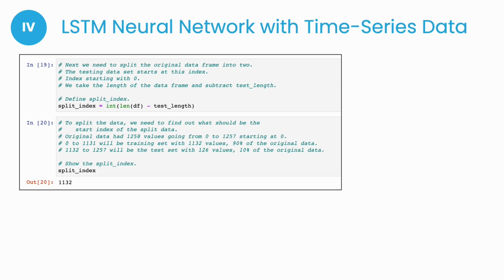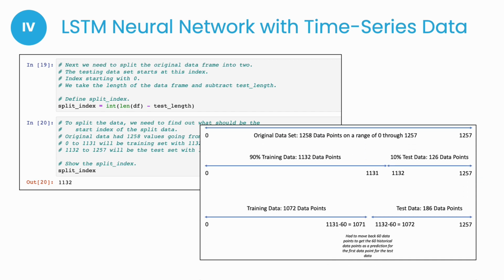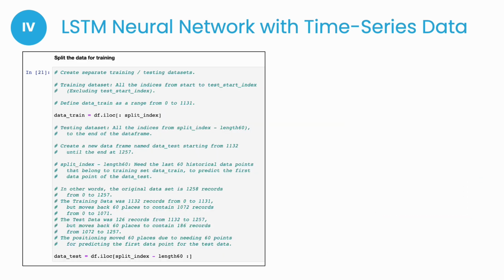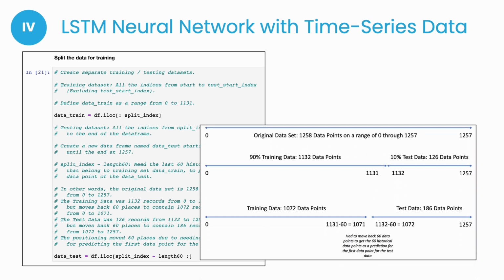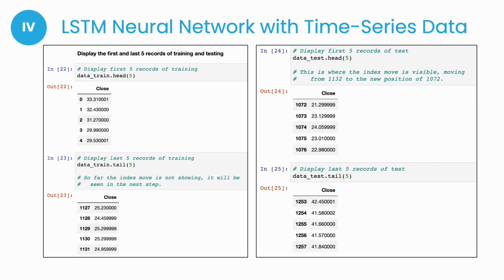Then I split the original data frame and showed the split index at 1,132. Then I split the data for training and moved it back 60 places because I need those for predicting the first data point in the test data. Then I displayed the first and last 5 records of training and testing.